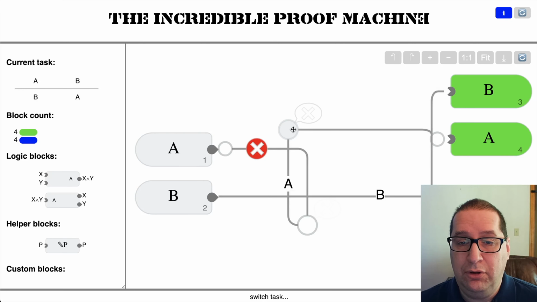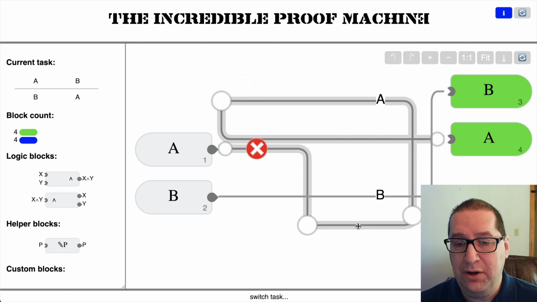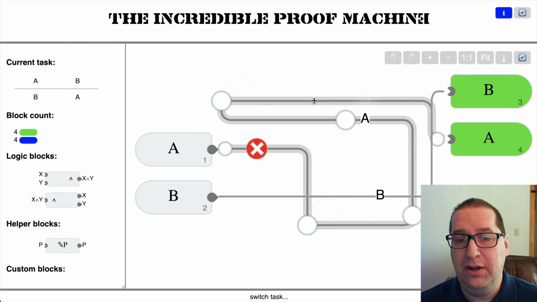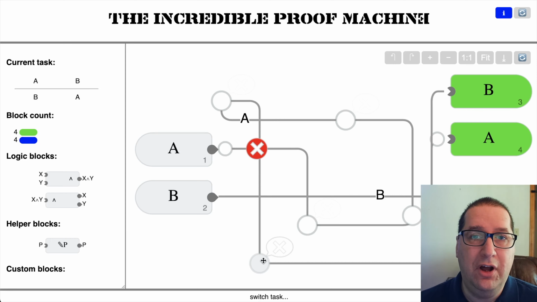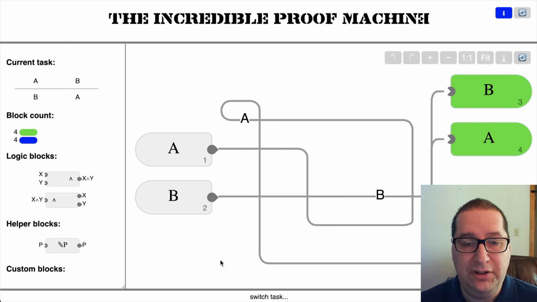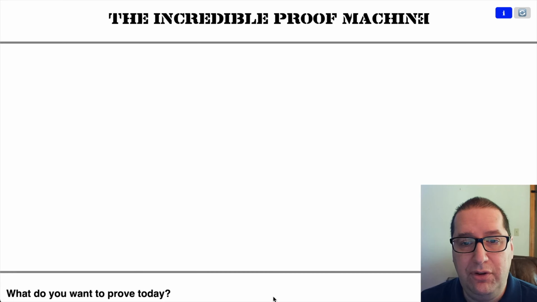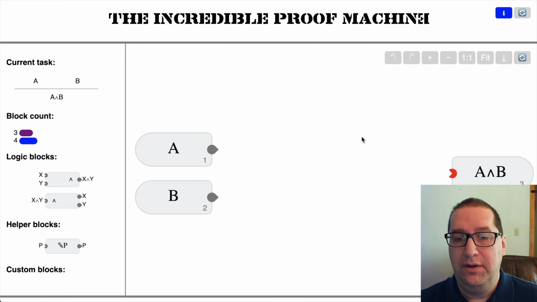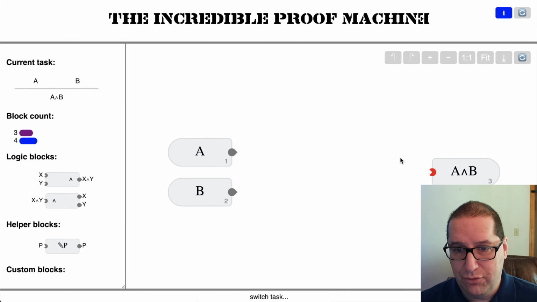These are logical lines. They are not actual wires. There's no electricity flowing here. You can make these as complicated and baroque as you like, and it's not going to affect the validity of the proof. So organize them as you see fit. Now we're going to introduce our first introduction rule.